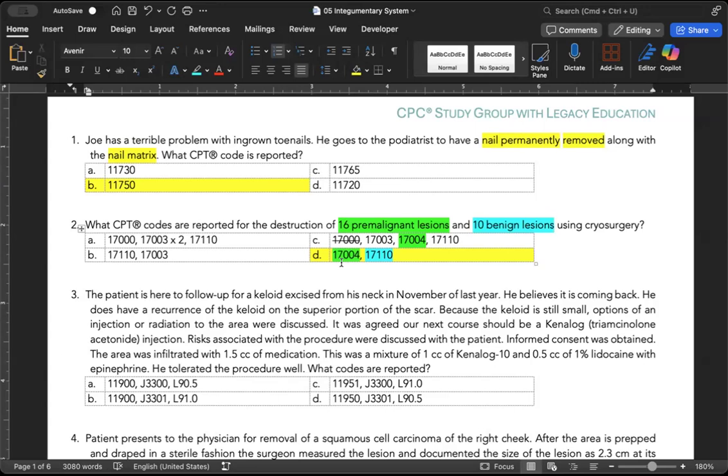So Xenia, if you had 12 lesions, then it would be 17000 and then 11 units of 17003, because you're going to use each of the additional up to 12 in addition to the first lesion. So basically in this one, it should always be the total number of lesions minus 1, and that's how many units of the 17003 you should report. Okay.